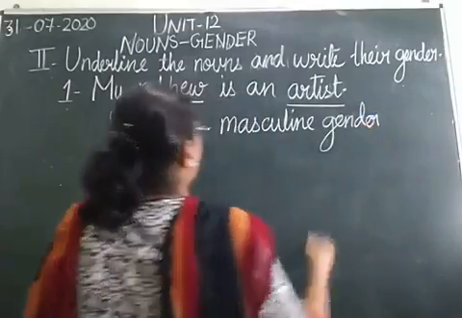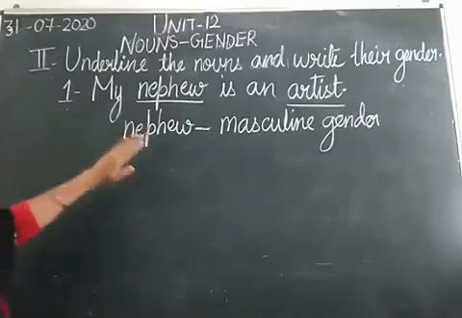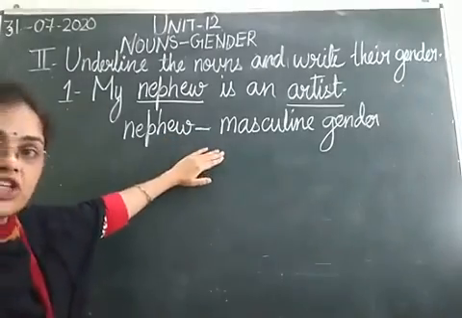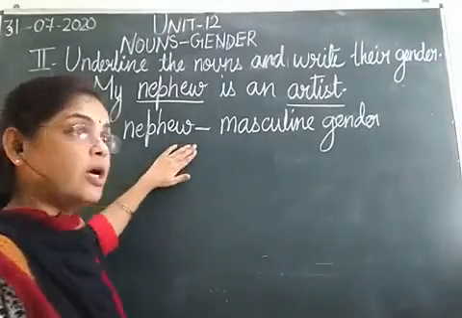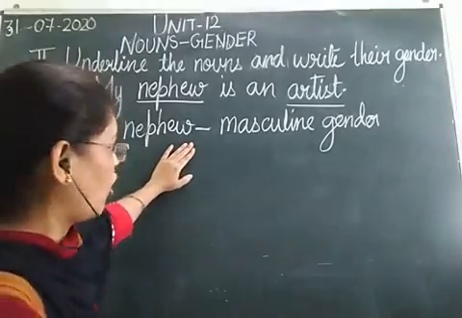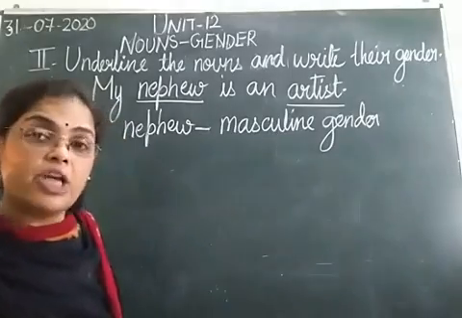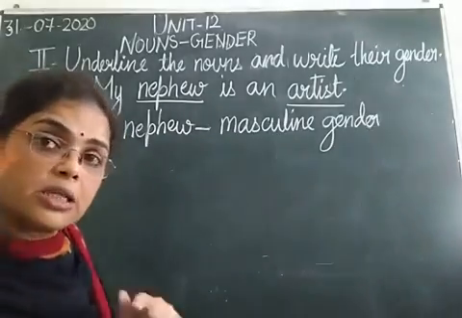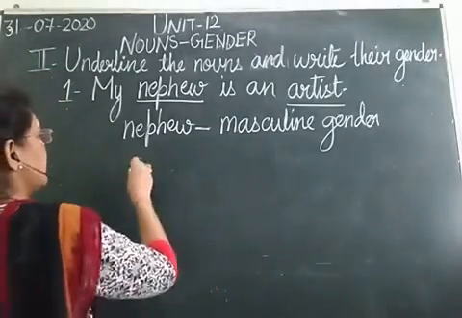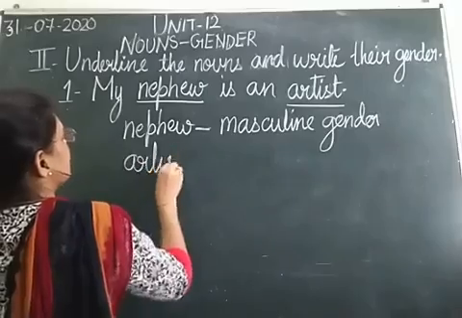Nephew is masculine gender because nephew denotes a male. और अगर niece होता तो वो कौन सा gender होता बेटा? Feminine gender, because वो क्या denote करता? Female. And the next noun is artist.